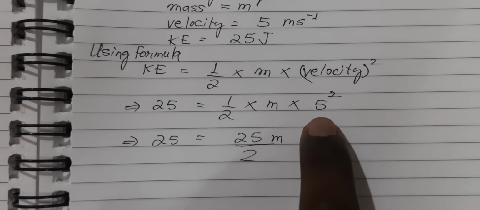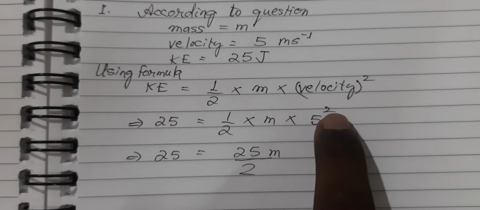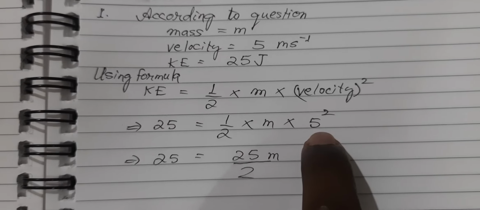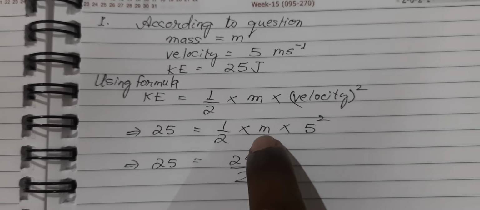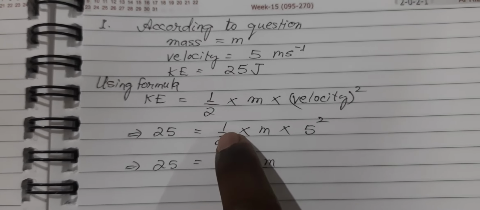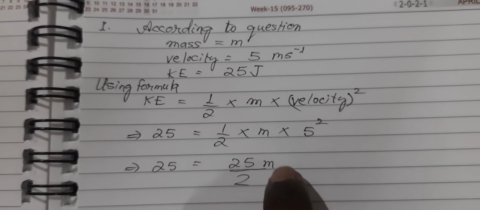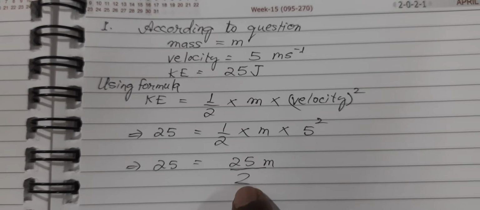So first things first, what do we have to do over here? We have to find 5 square, 5 to the power of 2. 5 to the power of 2 means 5 into 5. 5 into 5 is 25. 25 into m is 25m. And since it is multiplied by numerator 1, 25m into 1 is 25m. And divided by 2, here divided by 2.